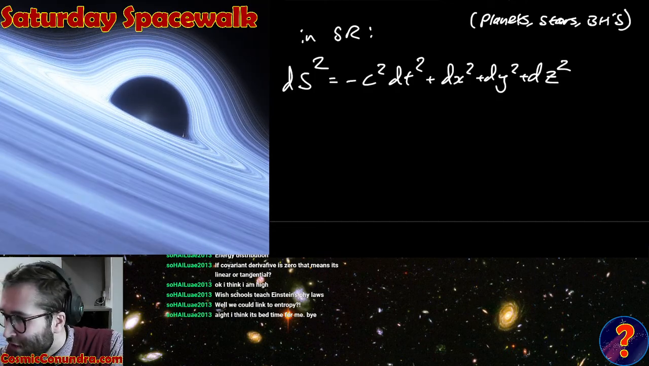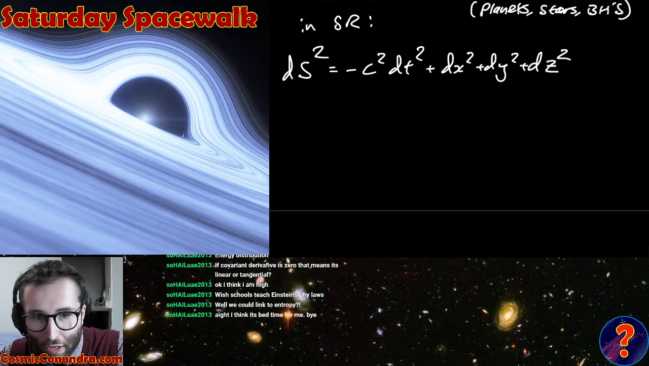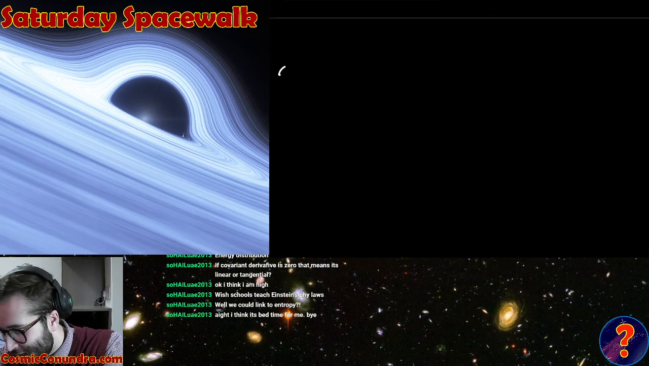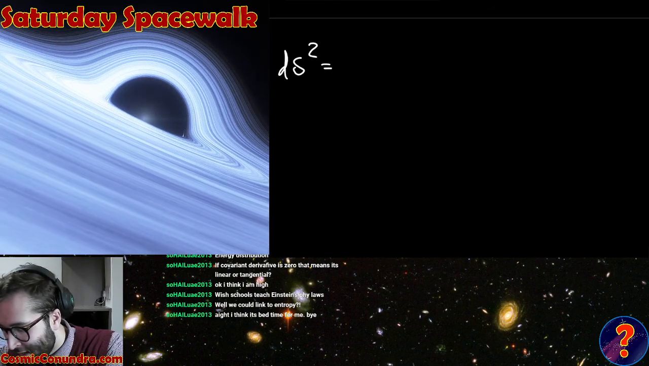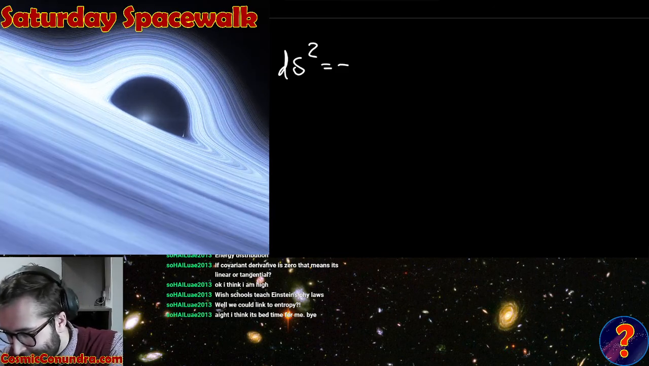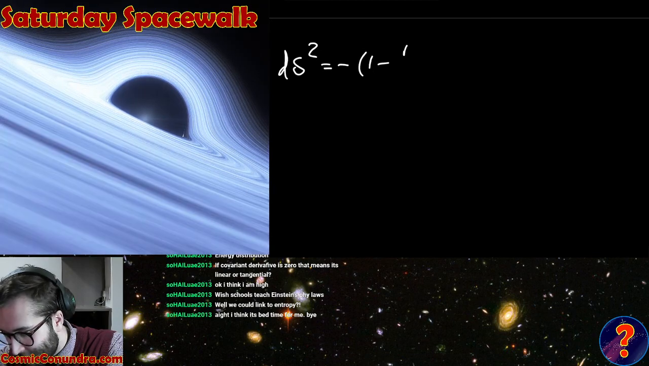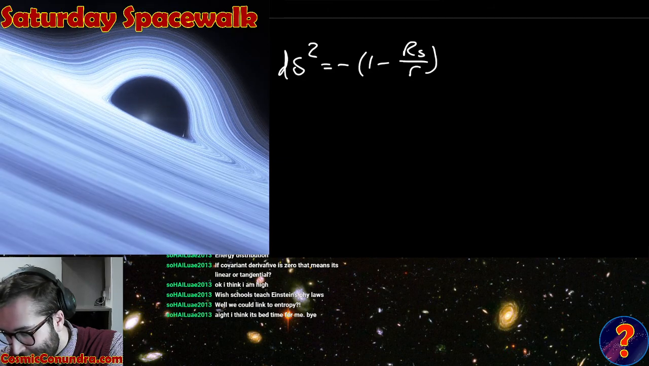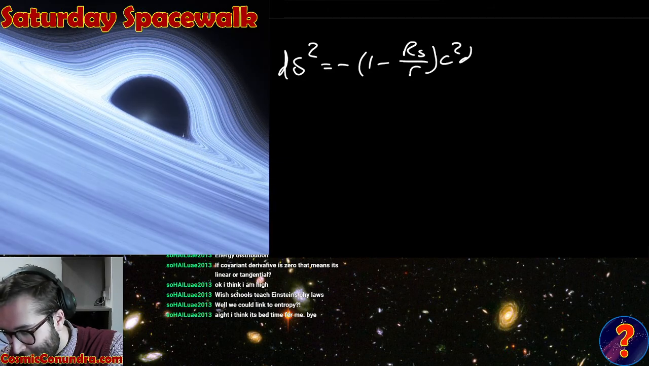But for the Schwarzschild solution, this metric is a little more complicated. Now we're not dealing with flat space-time, we are dealing with curved space-time. And the solution now looks like this. So this R_S here, I'll explain what this means in a minute.